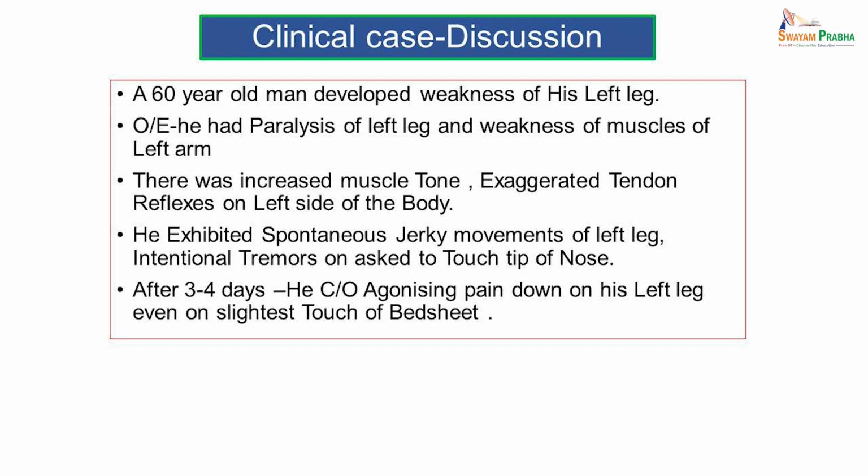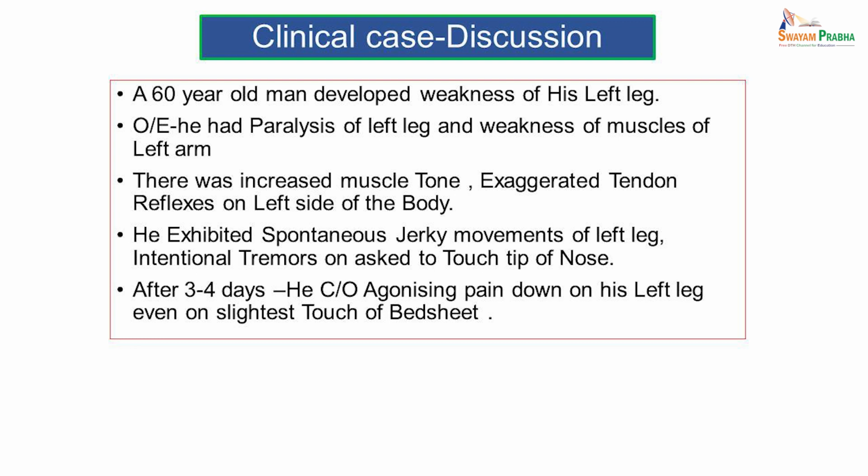The paralysis may be due to the involvement of the internal capsule part, the thalamic radiations. The increased muscle tone is because the cerebral part is being involved, that is, the ventral anterior and ventral lateral nucleus may be involved. The jerky movements and the intentional tremors are because of the ventral anterior and ventral lateral nucleus. The agonizing pain is because thalamic pain is felt at the intralaminar nucleus and the centromedian nucleus.